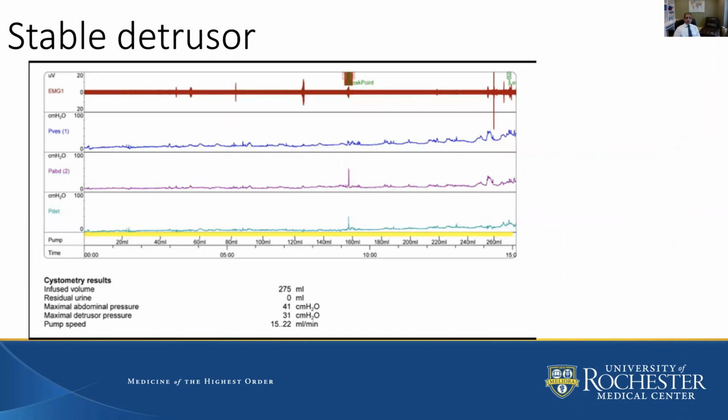So this is a typical pattern of a stable detrusor. This is an electromyogram activity. You see some contractions, especially if you ask the patient to cough or sneeze. The vesical pressure, abdominal pressure, and detrusor pressure. Here you can see that with the filling of the bladder, it remains low, and there is no detrusor or bladder or detrusor overactivity.